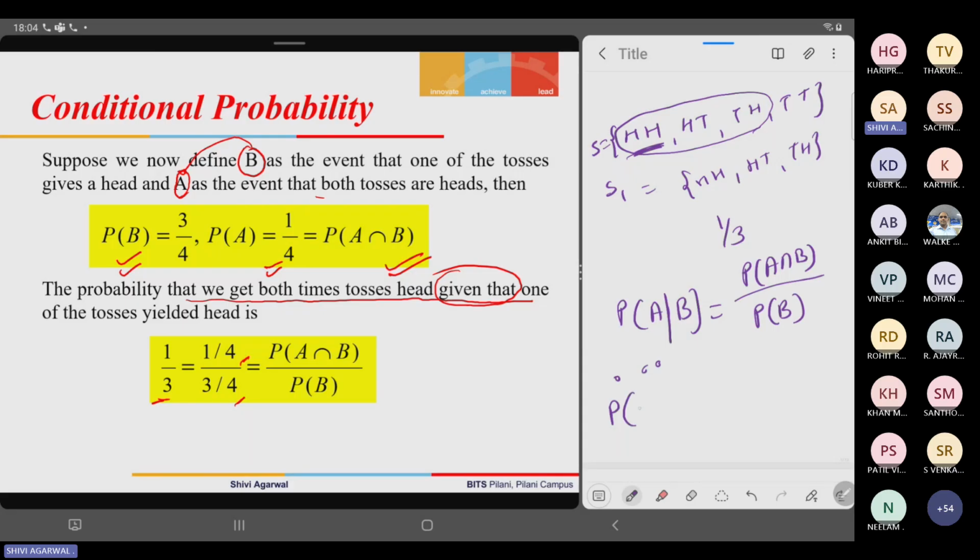Here we are trying to find out probability of B given A. Probability of B given A is probability of A intersection B divided by probability of A, where probability of B is not equal to 0 and probability of A is not equal to 0. Definitely, because it has already occurred.